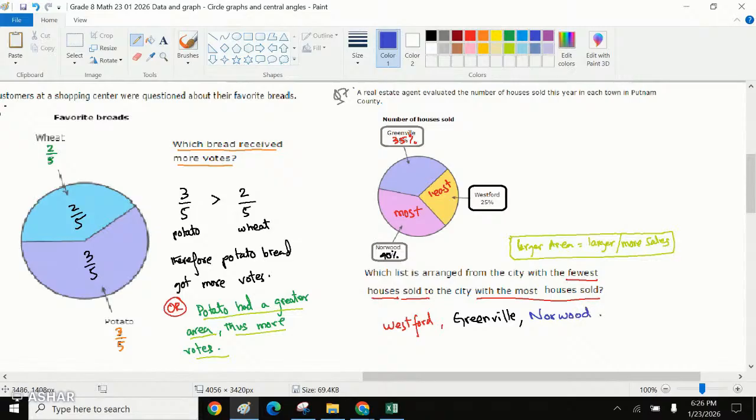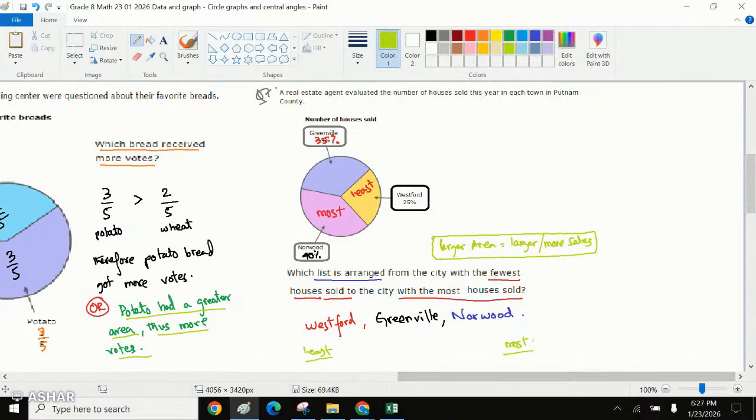Okay, so we were just simply asked which list is arranged. Arrange a list. That means Westford has the least, this was the least, and this was the most. That means this is the ascending order. Whenever we go from the smaller number to the larger number, that is called ascending order. Okay, let's have a look at another example. We'll try to do the maximum number of examples before we go to the questions, okay?